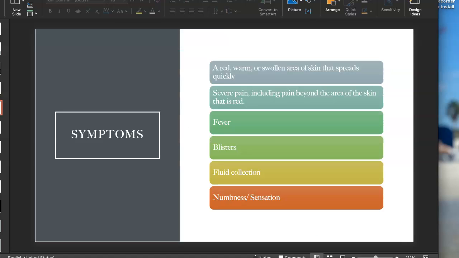Some symptoms that do go along with necrotizing fasciitis are a red, warm, or swollen area of skin that spreads very quickly, which includes pain in that area or beyond that area. Fever, blisters, fluid collection, and numbness and/or loss of sensation in that area of swollen skin.